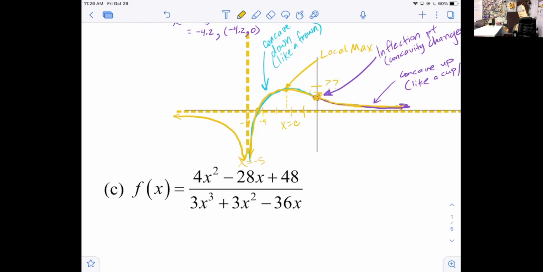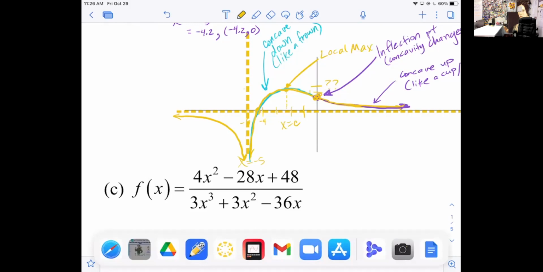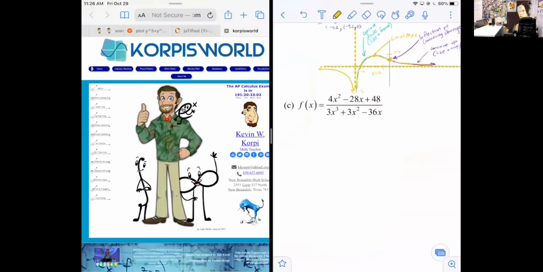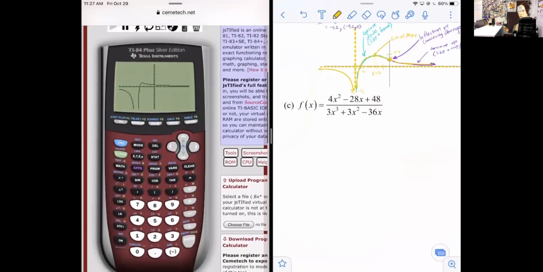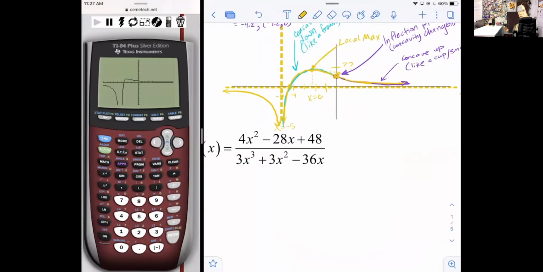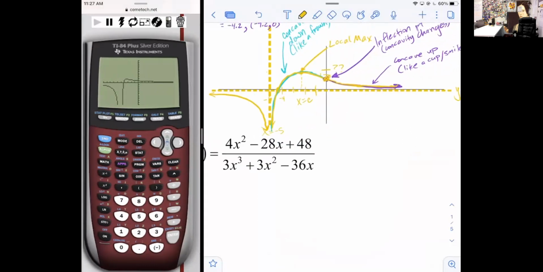Very good. All right. Now, let's see how the calculator graphs this. Okay, there it is. Let's compare. The graph on the left is the calculator's poor interpretation. On the right, it's ours. Whose is better? Ours.